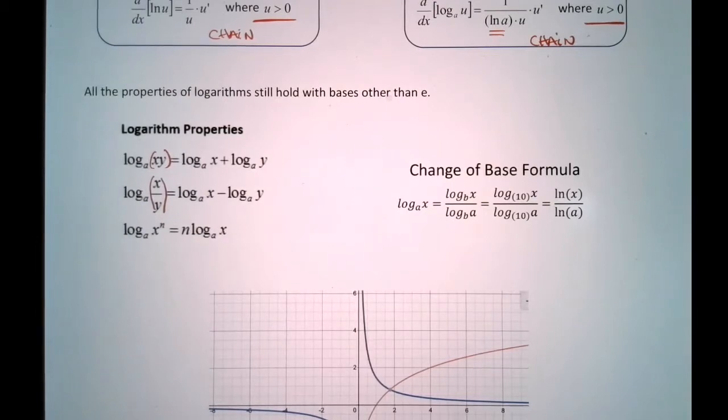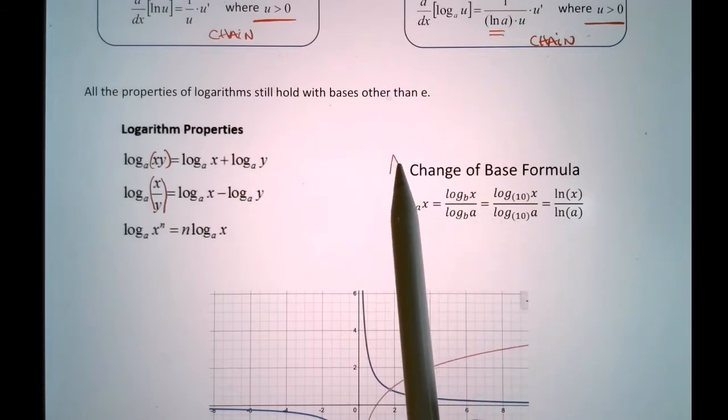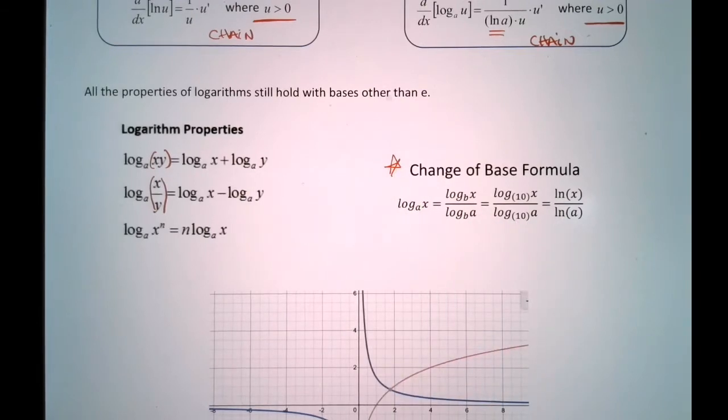Now, I want to address why I have this extra natural log of a in my derivative rule. And it really has to go back to this change of base formula that you learned, I don't know, in pre-calculus or some other fancy algebra class. This is a string of equalities here. All of these are the same. This log base 10, that's what's known as your common log. Obviously here, there's your natural log. But this works for any base. You can convert any logarithm to a different base if you feel like it.